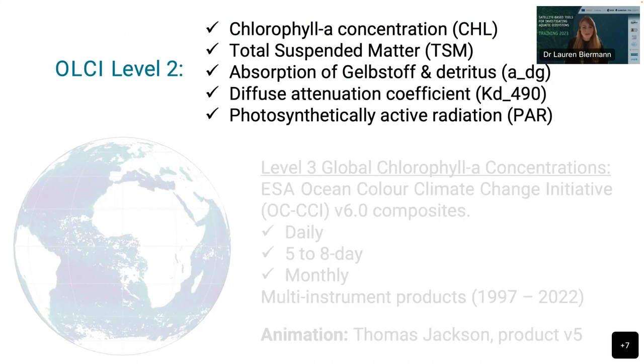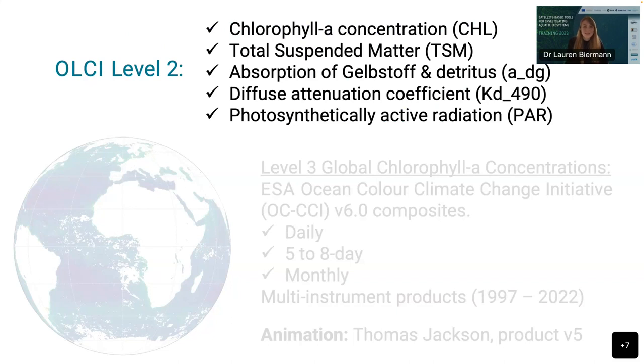The nice thing about getting level two data from EUMETSAT for ocean color is that not only do you have data that have been atmospherically corrected, but they also compose the products for you. So you get two chlorophyll products, the neural net and the OC4ME, products like total suspended matter, gelbstoff and PAR, which you can use or not use depending on your application.